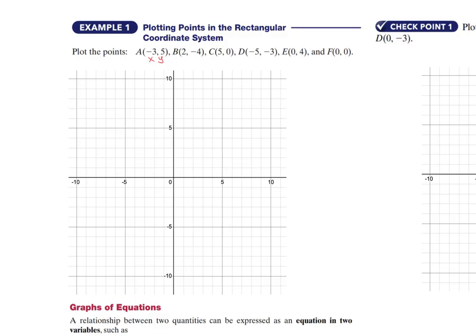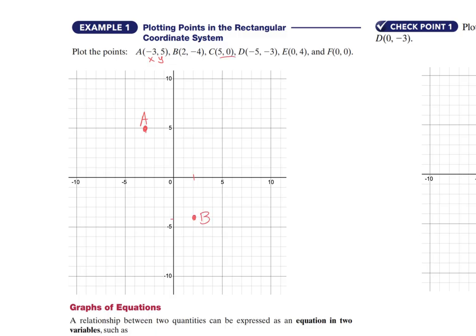That means we start at the origin and we go 3 to the left, and then up to 5, and that's point A. Okay, now normally we don't make all these other marks, so just showing you here what that is. B, so we go 2, negative 4, there's our point B.